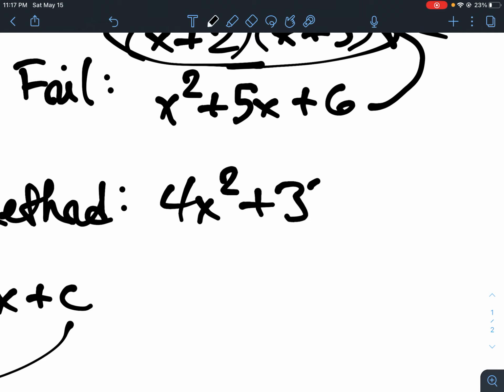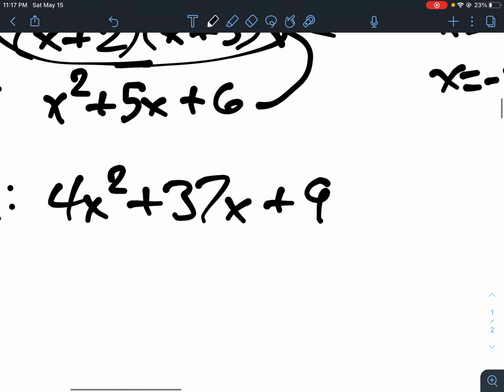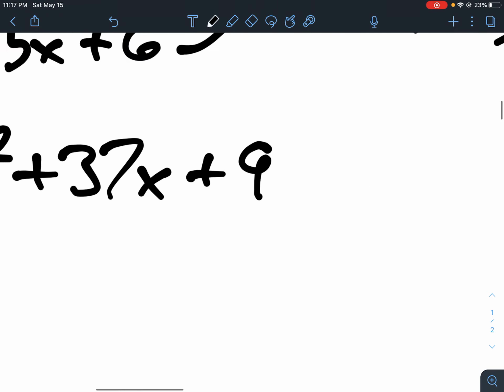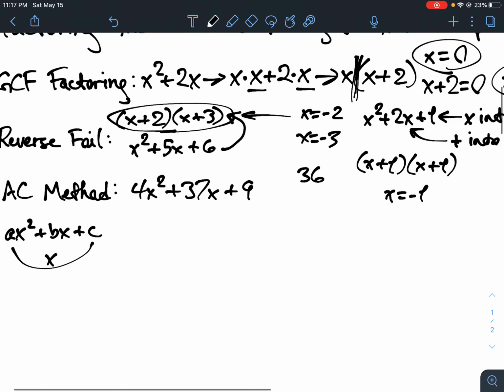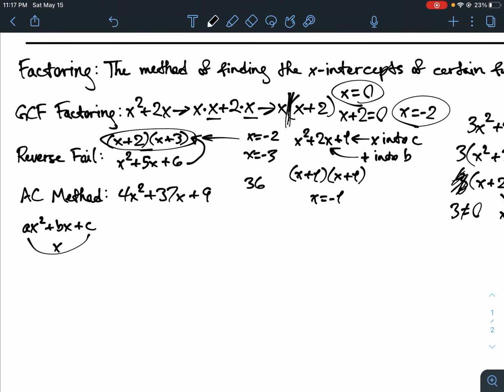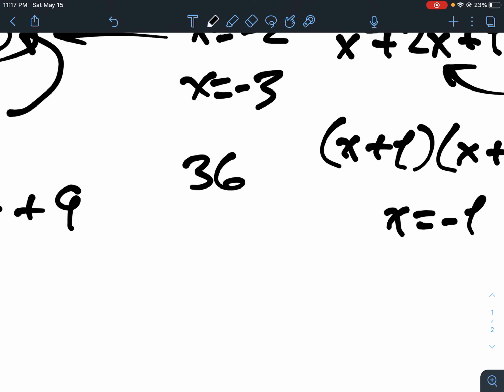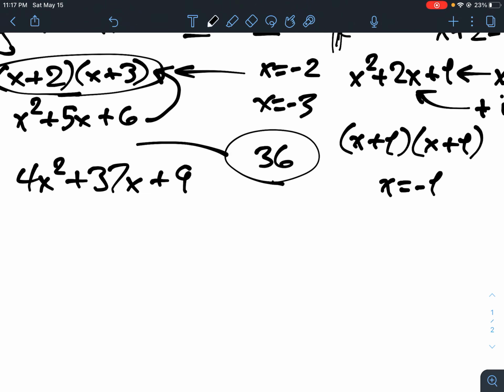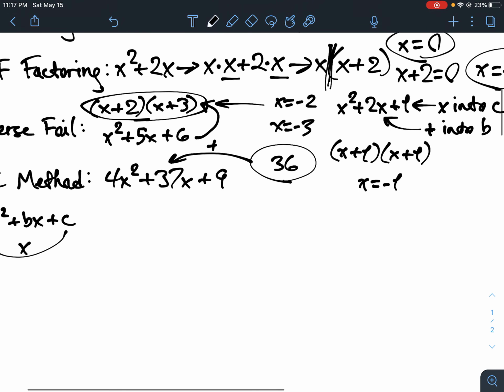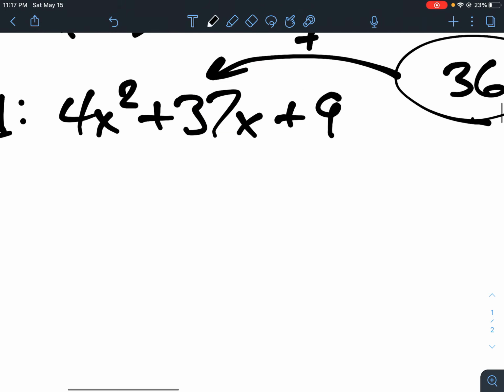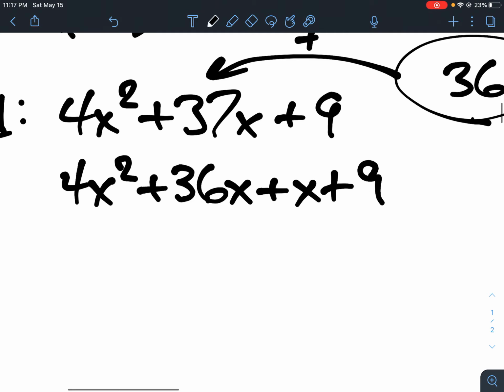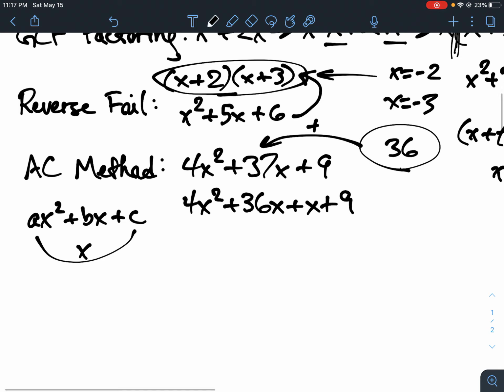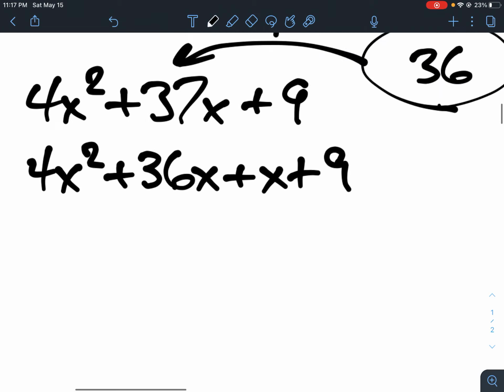plus 37x plus 9. Multiply a and c, we get 36. Now what do we do? We have to find two numbers that multiply into 36 and add into 37. And you might have figured it out already. 4x squared plus 36x plus x plus 9, because 36 times 1, the 1 is invisible, is 36, and 36 plus 1 is 37.